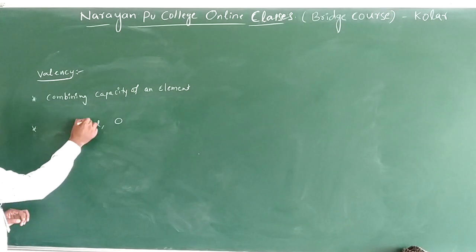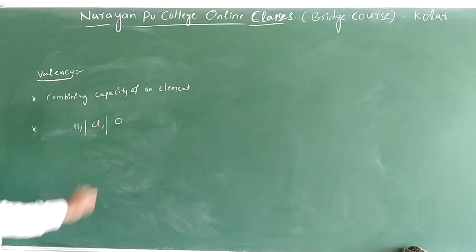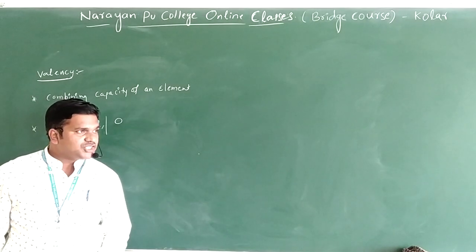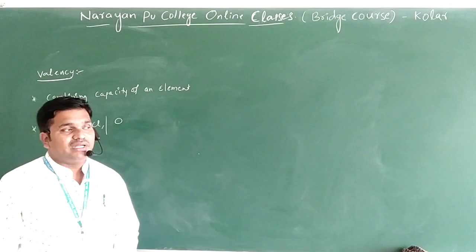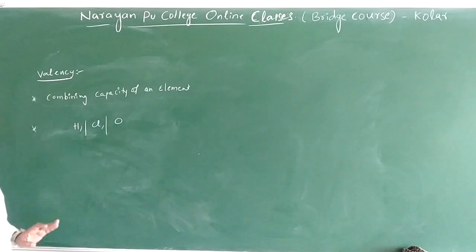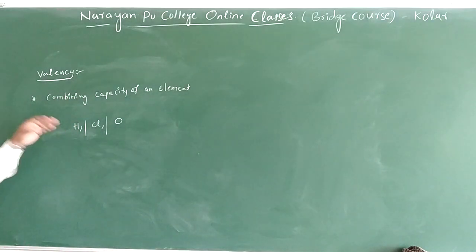The number of hydrogen atoms or number of chlorine atoms or double the number of oxygen atoms with which one atom of an element combines is also called valency. You can define it like this also.